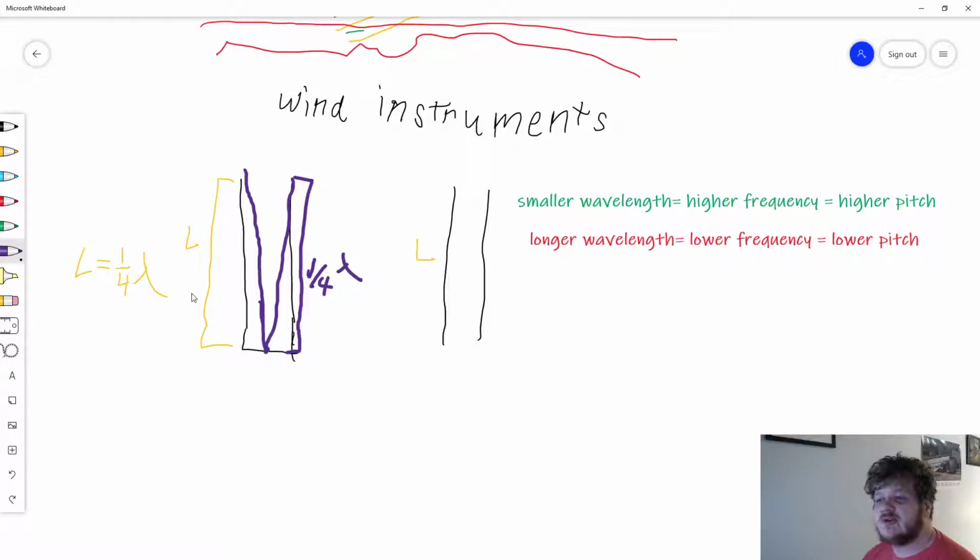So if you were trying to create a specific note, if you knew the wavelength of the note you're trying to hit, you would make a tube that would be 1/4 the length of the note.